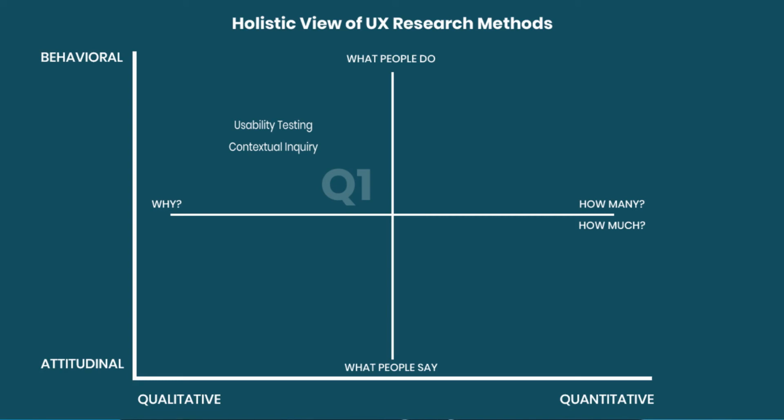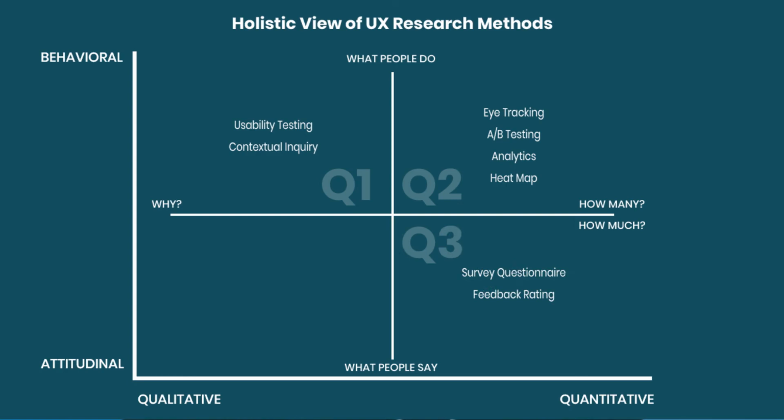And if you want to learn what people do and how many people do that, then you would apply behavioral research with quantitative research. This would fall under quadrant two. Some of the research methods are eye tracking and A/B testing. When you want to learn what people say and how many people say it, you would apply attitudinal research along with quantitative research. Some of the research methods that fall under this quadrant are survey questionnaire and feedback ratings. And when you want to learn what people say and why they say it, you apply attitudinal research with qualitative research. Examples under this are focus group and user interviews.